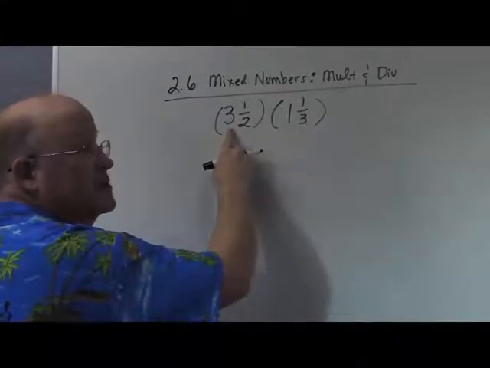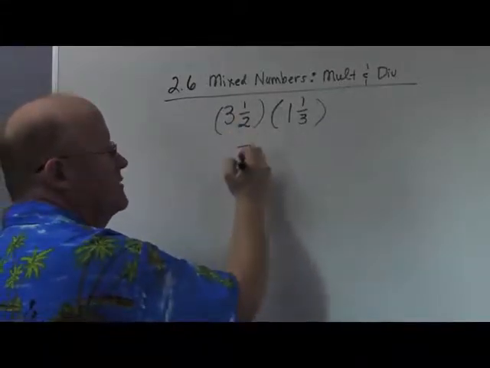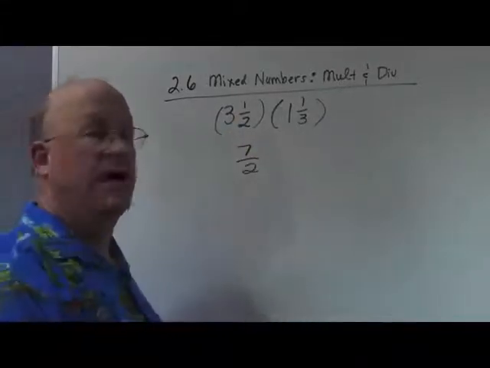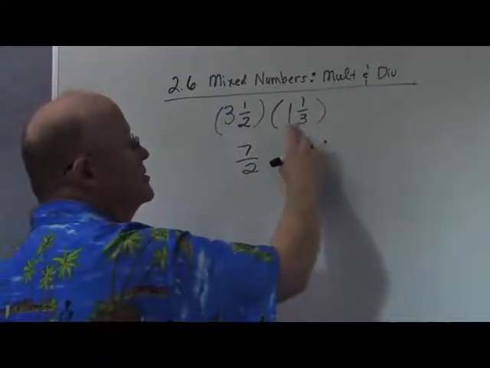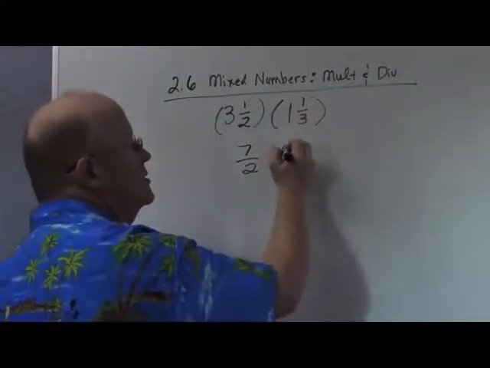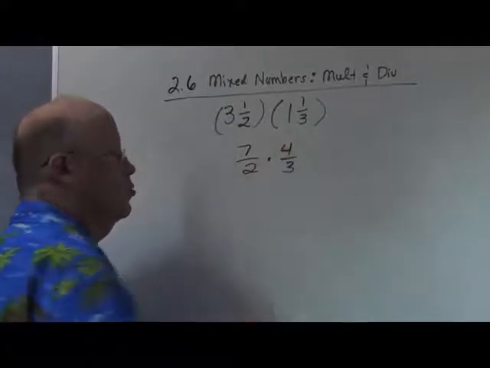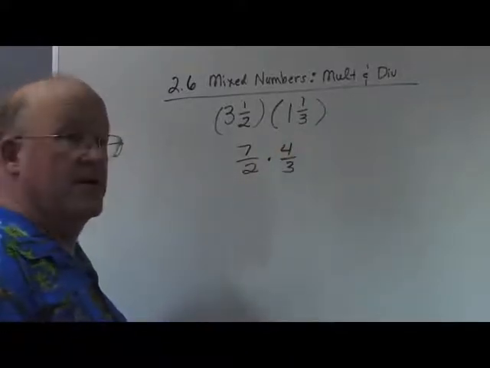2 times 3 is 6, plus 1 is 7. That first would be written as 7/2. And in the next case, 3 times 1 is 3, plus 1 is 4. So we'd have 4/3. We would then multiply these together.